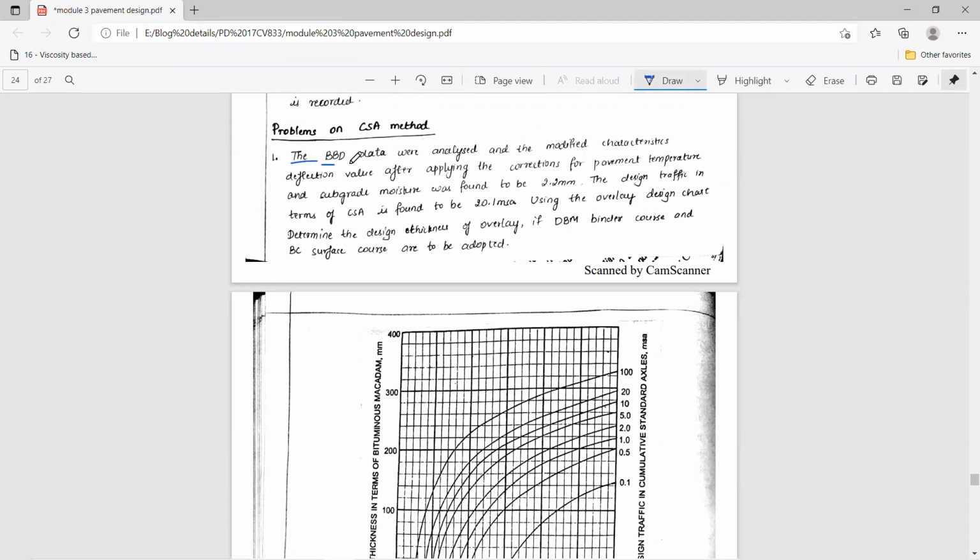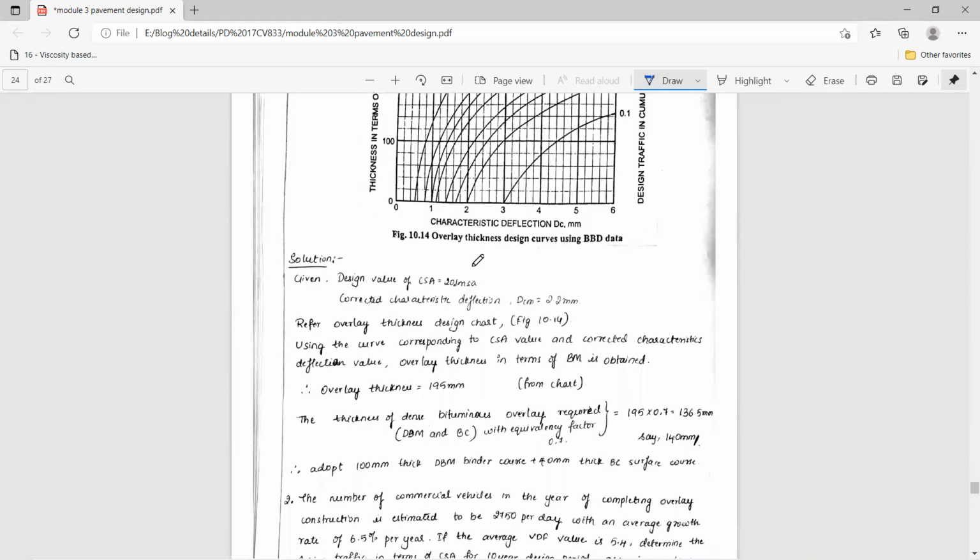Here the Benkelman beam deflection data were analyzed and the modified characteristic deflection value after applying the corrections for pavement temperature and subgrade moisture was found to be 2.2 mm. The design traffic in terms of CSA is found to be 20.1 MSA. Using the overlay design chart, determine the design thickness of overlay if DBM binder course and BC surface course are to be adopted. Now let us see the solution part.